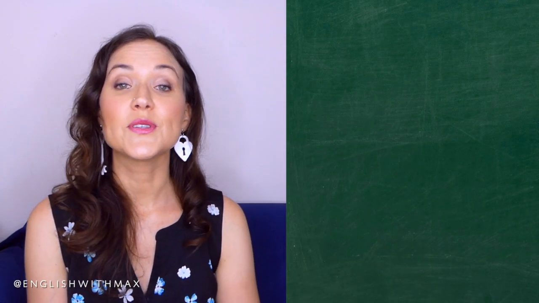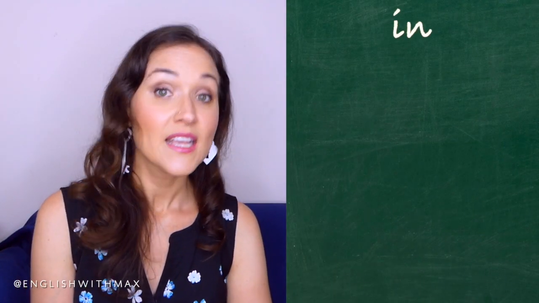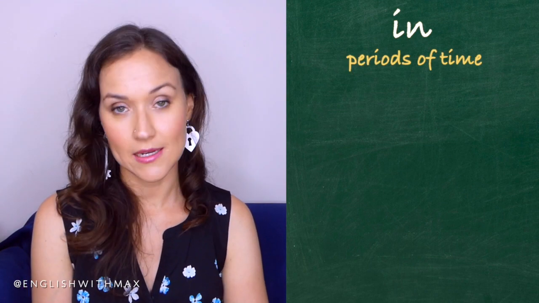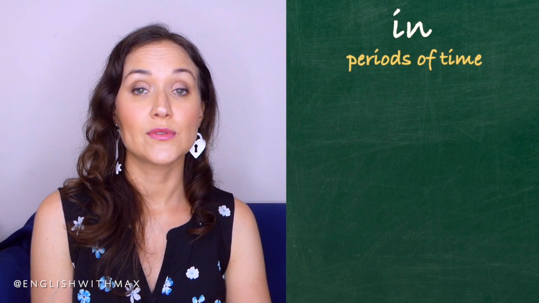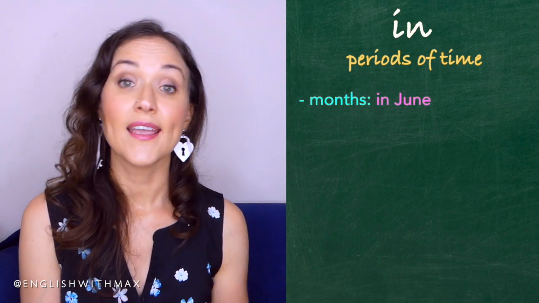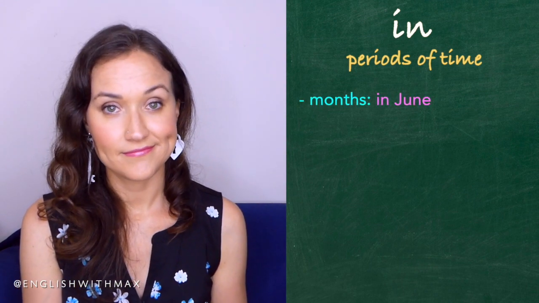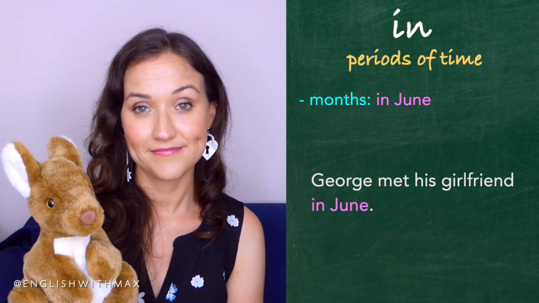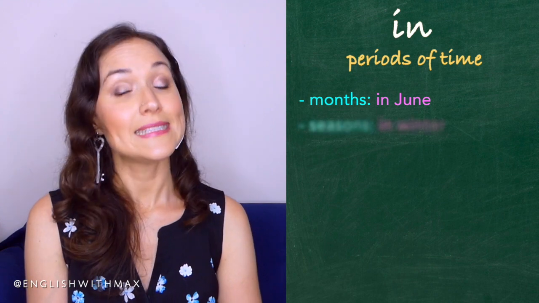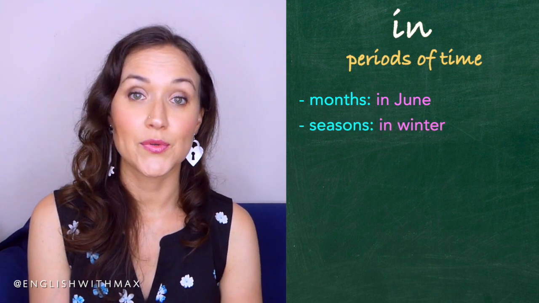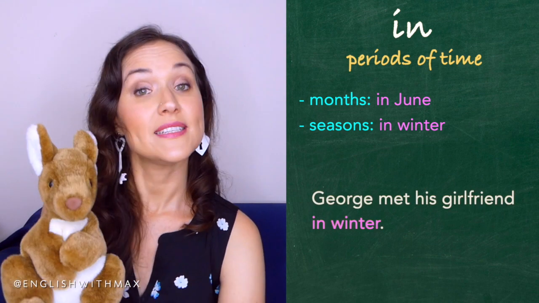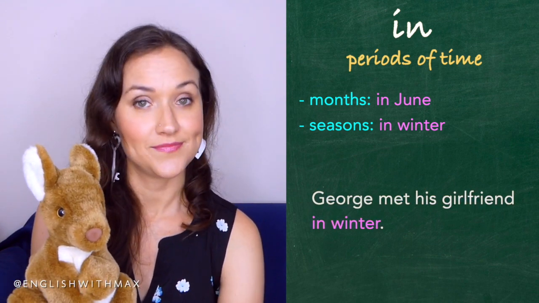We're first going to look at in. Generally speaking, we use in for periods of time. For example, months. In June. George met his girlfriend in June. We also use it for seasons. For example, in winter. George met his girlfriend in winter.